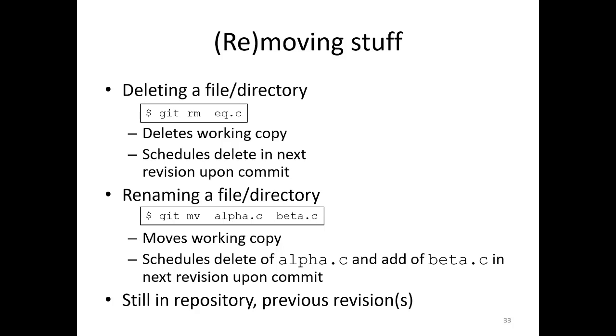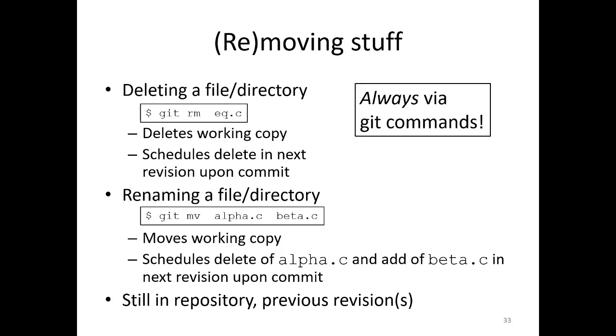So basically, all those files which you remove or which you move are still in the repository in previous revisions. So if you remove it and later on you think, okay, that was a really bad idea, then you can simply go back to a previous revision and use that file. So remember to remove files and to move or rename files always via git commands. If you don't do that, you get into some issues, because upon your next git command you might get that file back, which you don't want.